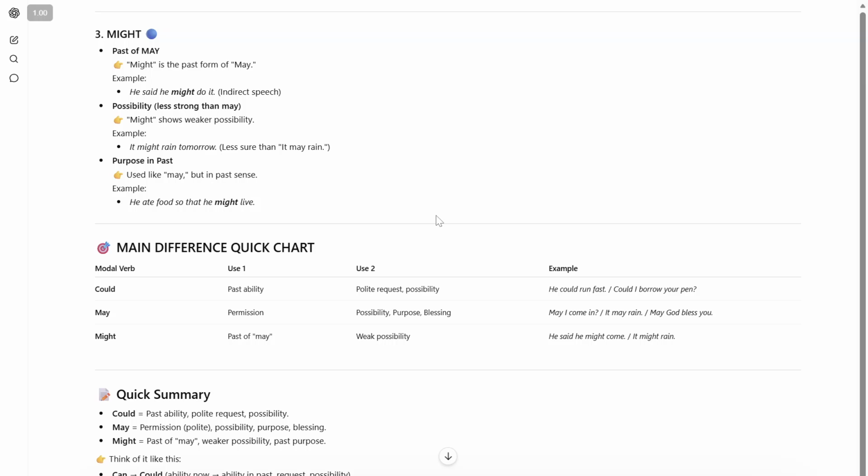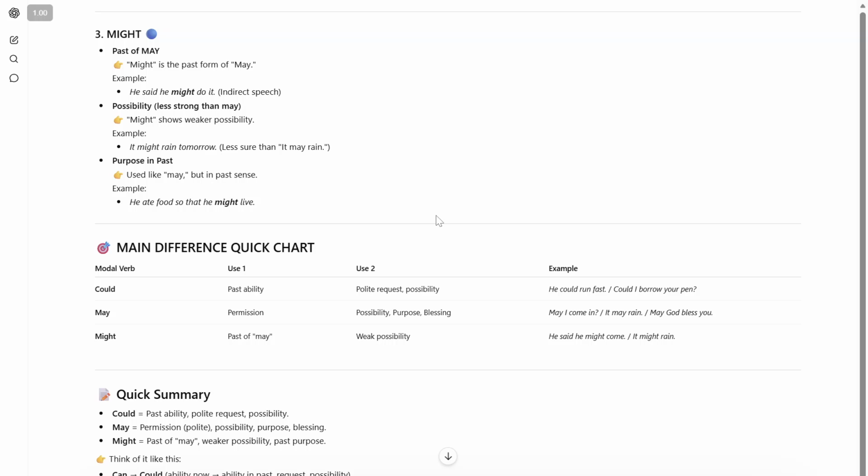Main difference. Quick chart: verb, use 1, use 2. Could: past ability, polite request, possibility. He could run fast. Could I borrow your pen? May: permission, possibility, purpose, blessing. May I come in? It may rain. May God bless you. Might: past of may, weak possibility. He said he might come.